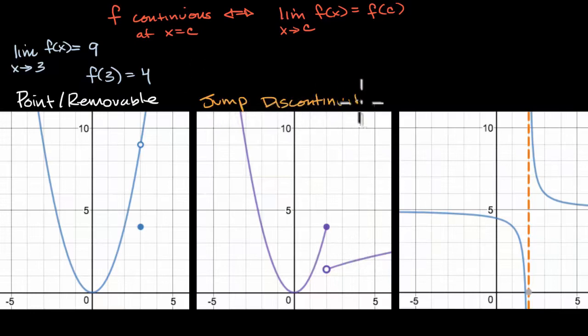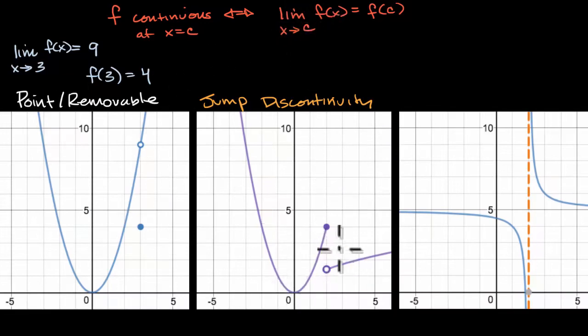Discontinuity. And this is, of course, a point or removable discontinuity. And so how does this relate to limits? Well, here, the left and right-handed limits exist, but they're not the same thing. So you don't have a two-sided limit.